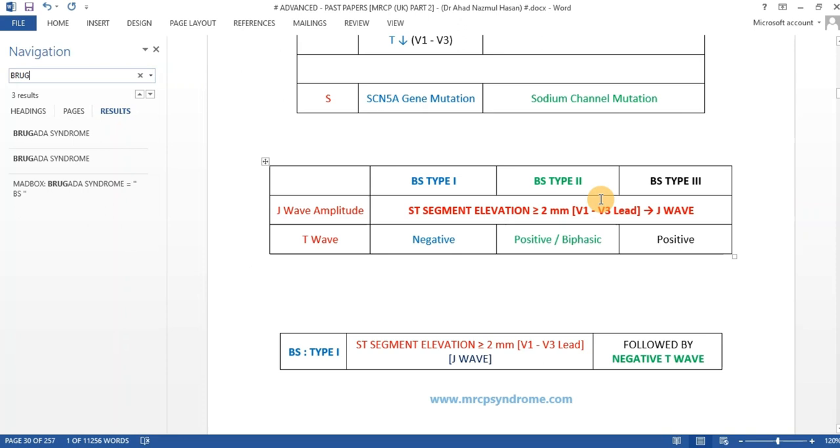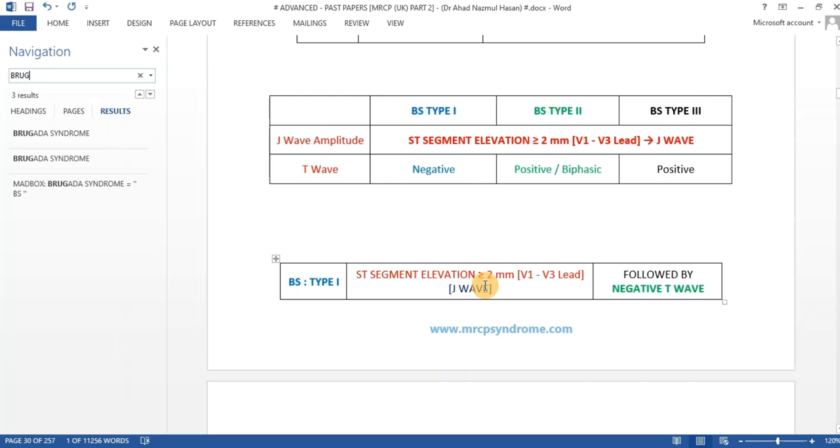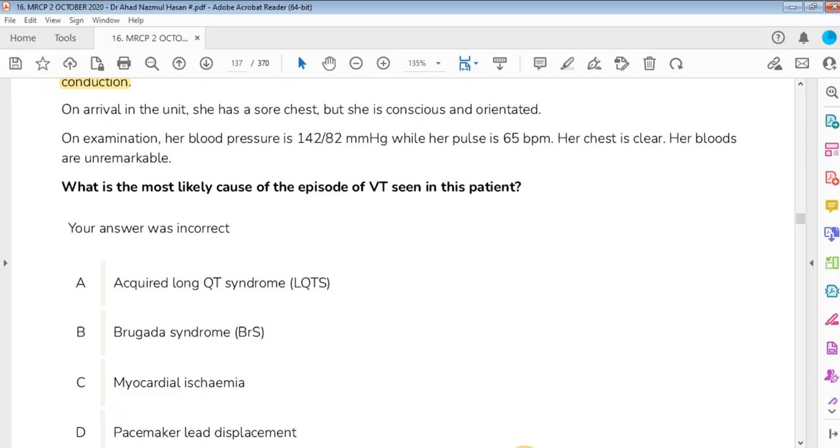If the T wave is a negative deflection going downwards, this indicates type 1. If it is positive, then type 3. In type 2, it may be either negative or positive. So in Brugada syndrome type 1, there should be ST segment elevation greater than or equal to 2 mm in leads V1 to V3, known as J point elevation, followed by a negative T wave. So this can also be Brugada syndrome.